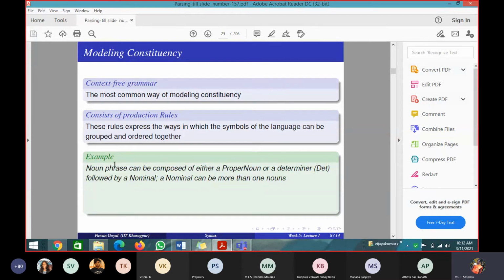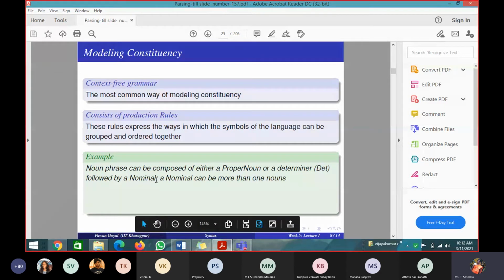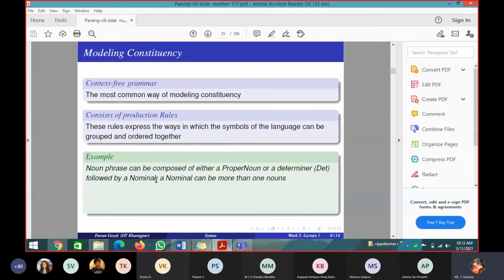Okay, let's see here. A noun phrase can be composed of either a proper noun or a determiner followed by a noun. A noun phrase can be a proper noun, or a determiner followed by a nominal. In the previous example, "the man read this book", "the" is a determiner. And "book" is what? Book is given as a nominal. Nominal is nothing but a single noun or a collection of nouns.